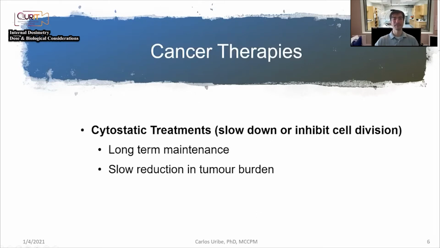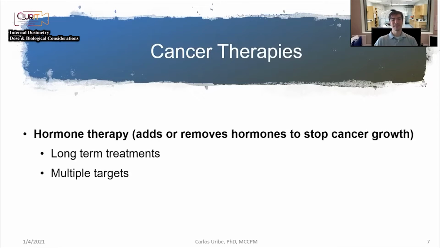We have also cytostatic treatments, where the idea is to slow down or inhibit cell division. So they're more for long-term maintenance, and because it's slowing down the cell division, it's not really killing the cells, so the reduction in tumor burden is slow. There's also hormone therapy, which is a way in which we either add or remove hormones to stop cancer growth. And again, we use it for long-term treatments, and it can be used for multiple targets.